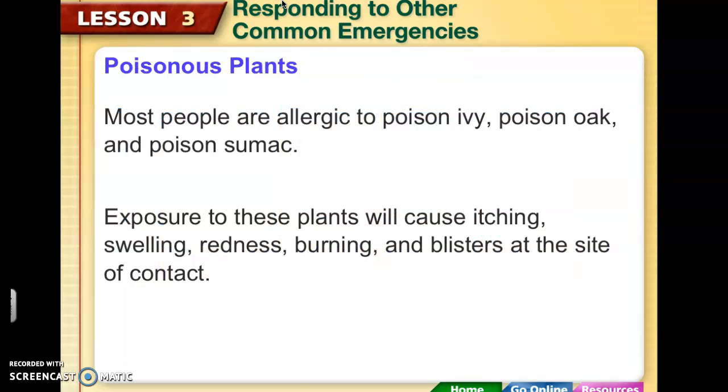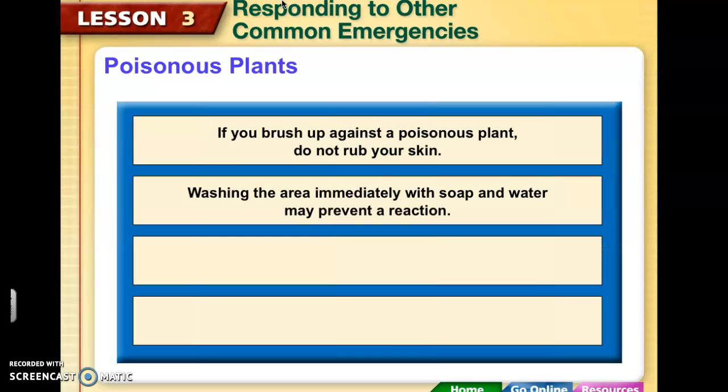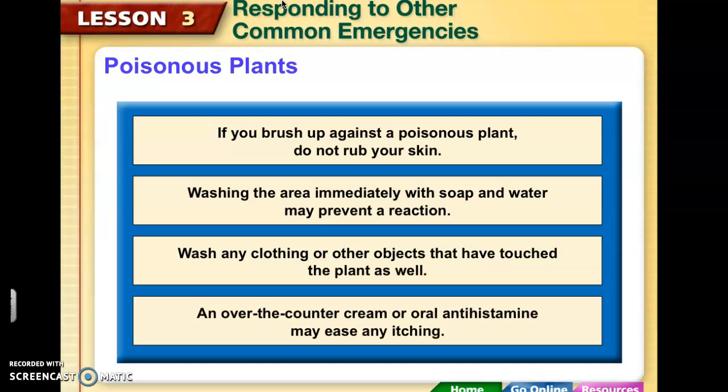And of course, poisonous plants. So a lot of people are allergic to poison ivy, poison oak, and poison sumac. Exposure to these plants causes itching, swelling, redness, burning, and blisters at the site of contact. So what to do if you come in contact with a poisonous plant?